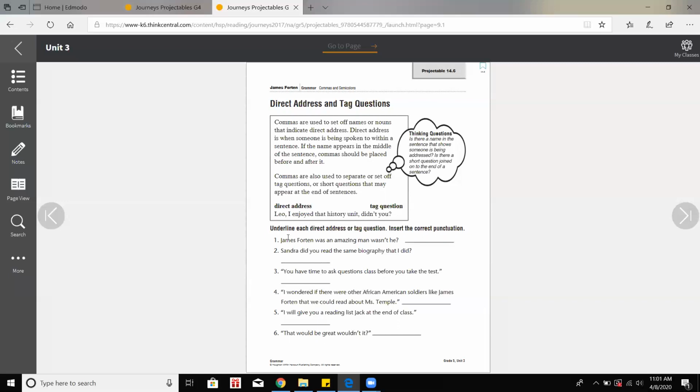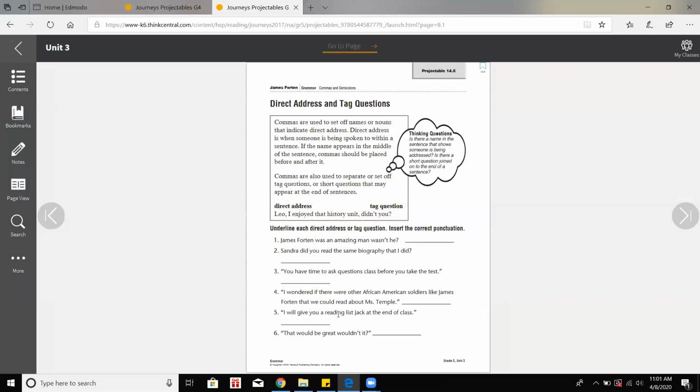Okay, so let's have some other samples right here. Number one, James Forten was an amazing man, wasn't he? So where to put the comma in here? Next, number two, Sandra, did you read the same biography that I did? Where to put the comma, think about it. Number 3, you have time to ask questions, class, before you take the test. So again, you're directly addressing class, where to put the comma.